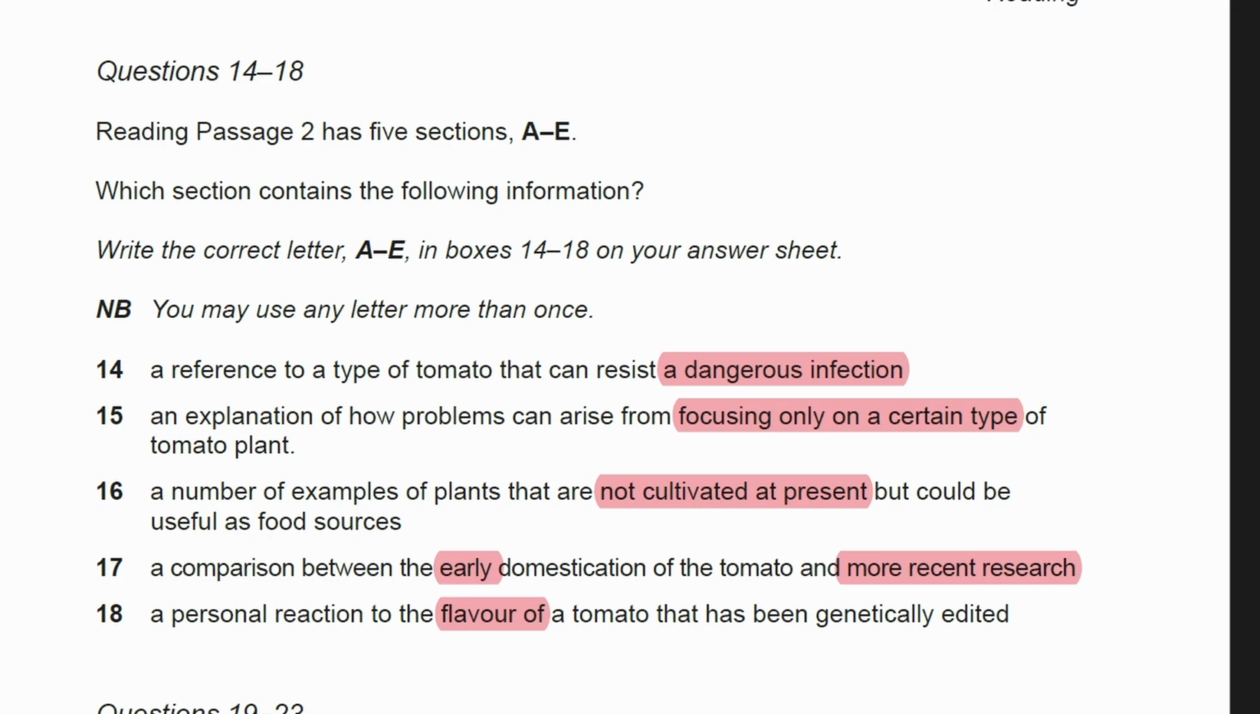Before we begin searching the passage for our answers, rather than trying to understand each and every paragraph, remember we only have 5 key phrases for the questions. Our first key phrase is a dangerous infection. Our second key phrase is focusing only on a certain type. Our third key phrase is not cultivated at present. Our fourth key phrase is early versus more recent research. And our fifth key phrase is flavor.